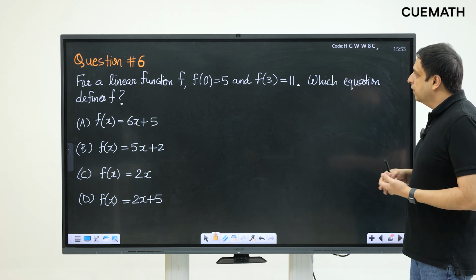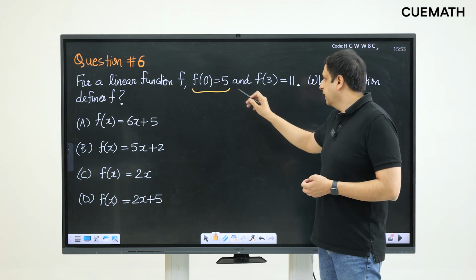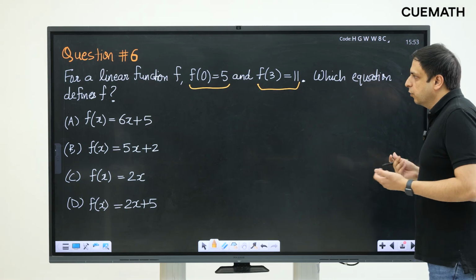Question number 6, for a linear function f of 0 is 5 and f of 3 is 11, which equation defines f?